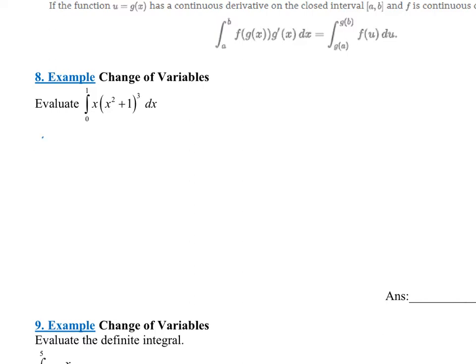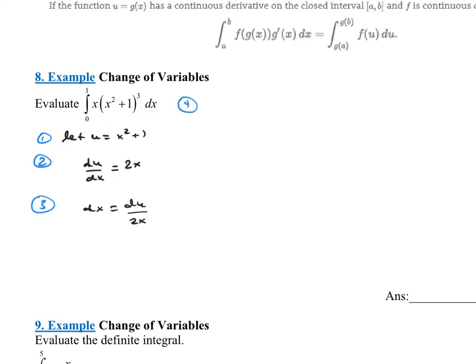So let's go ahead and do step 1 here, which is define u. We're going to let u equal x squared plus 1. Step 2, same thing, differentiate both sides. du/dx is going to be equal to the derivative of x squared plus 1, which is simply 2x. Step 3 is solve for dx. We would have dx equal du over 2x. So here's where things get a little bit different. Step 4 is substituting it in.